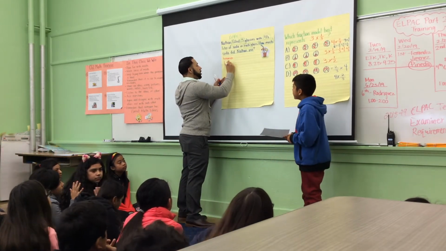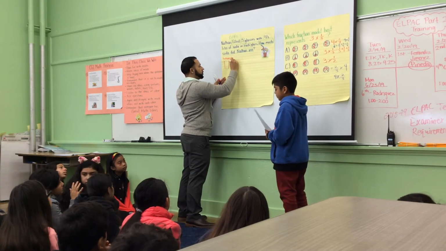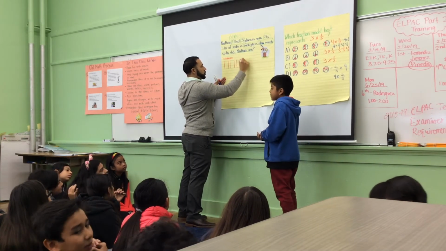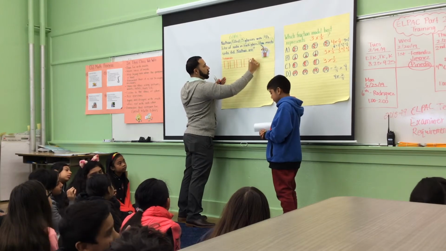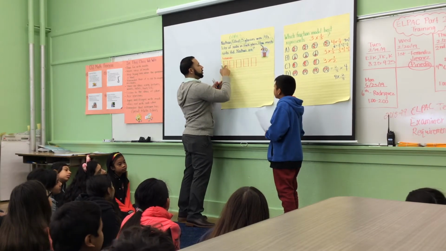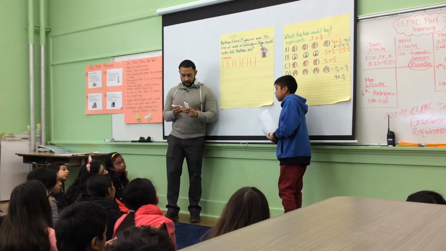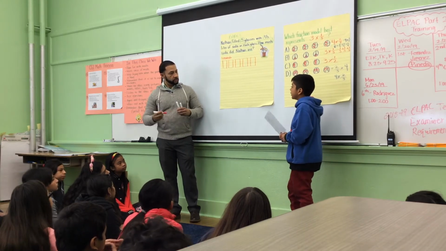So I'm just going to go ahead and draw mine like this. They don't have to be exactly like yours. 1, 2, 3, 4, 5. All right. Then what did you do? I put 2/3 in each cup.